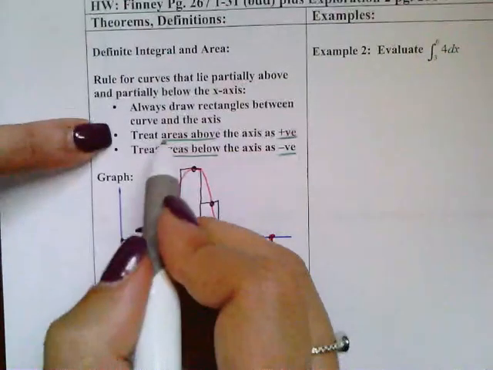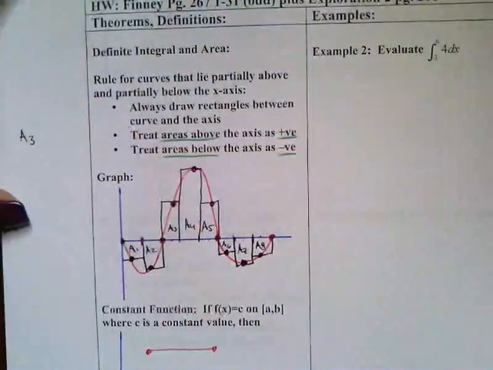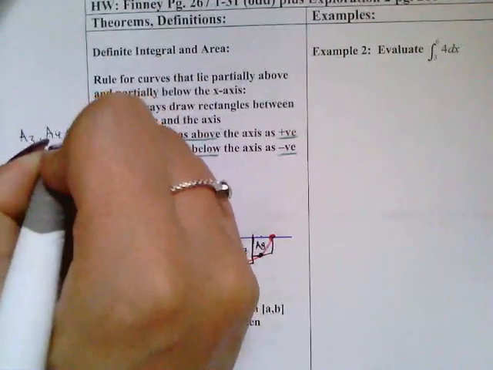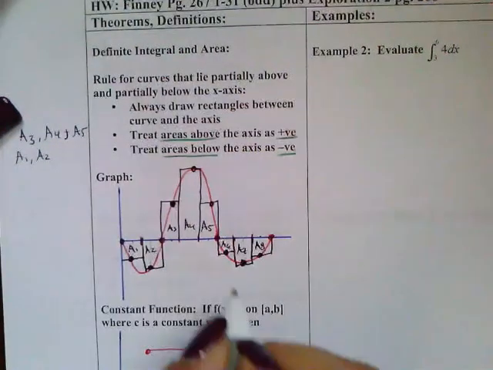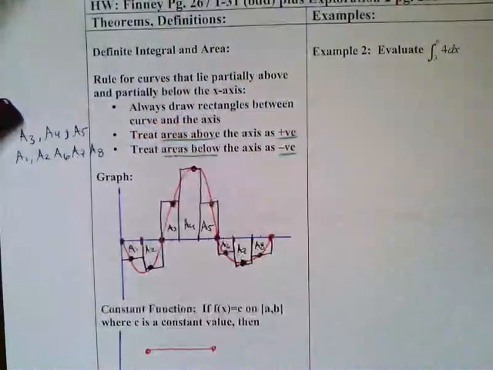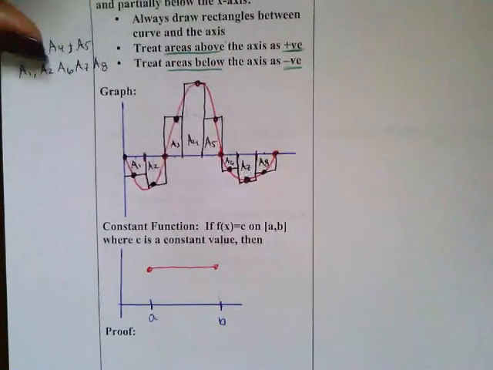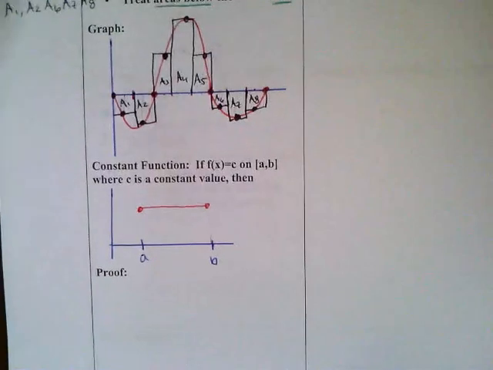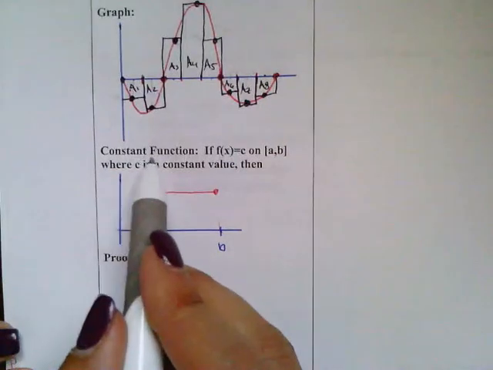So which ones are areas above? They're going to be my A3, A4, and A5. And then the ones below are A1, A2, A6, A7, and A8. Alright, and we'll do some examples of these in class and how you are going to be adding up the different integrals.